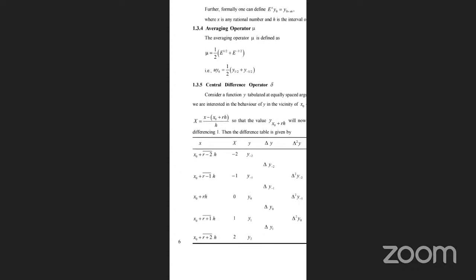Then x0 plus (r minus 1)h is the second one. Then x0 plus rh is the center one. Then x0 plus (r plus 1)h, and x0 plus (r plus 2)h. So the center value is now 0. The upper values are minus 1 and minus 2; previously the beginning was 0, 1, 2. We are writing minus 2, minus 1, 0, and the plus values 1 and 2 for y.